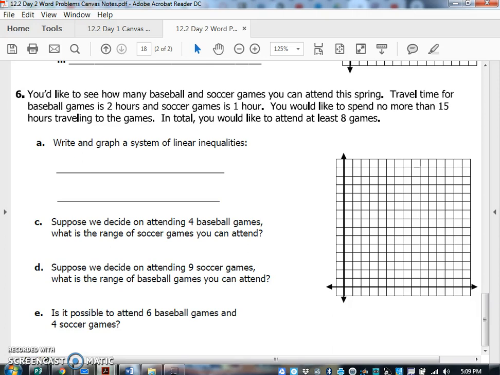So, the travel time for baseball games is 2 hours. The travel time for soccer games is 1 hour. Those are going to be rates of change. They're going to be slopes because it's 2 hours per baseball game, 1 hour per soccer game. We want no more than 15 hours of traveling to all the games. However, we want to attend at least 8 games.